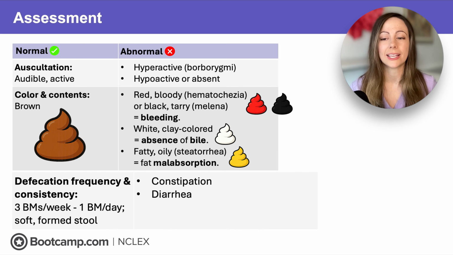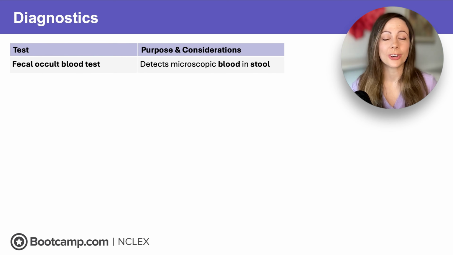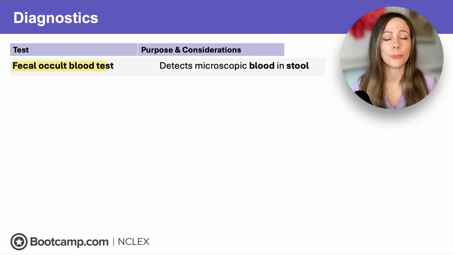For defecation frequency and consistency, we should have 3 bowel movements a week to 1 a day. This should be soft, formed stool. If we have constipation or diarrhea, that is abnormal. Then we do further assessment of the GI tract with diagnostic testing, like a fecal occult blood test. That helps determine if there's microscopic blood in the stool, and that can indicate GI bleeding.